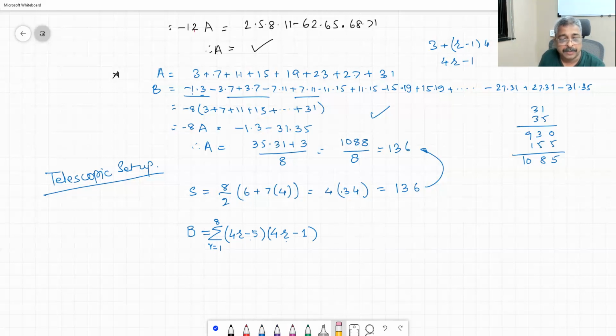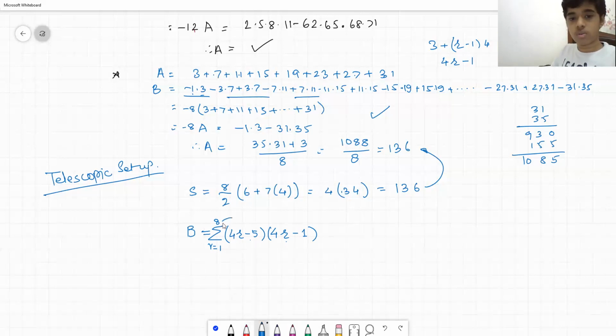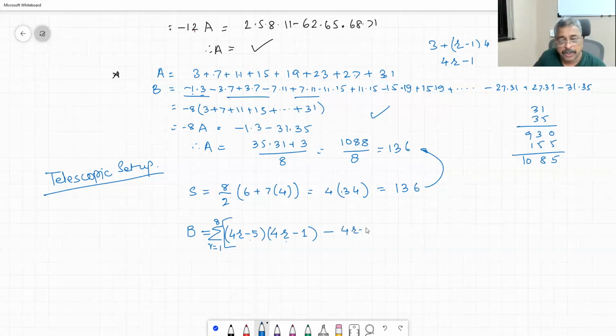Sorry about that. This is not complete. Sir, we also need a minus 1 raised to r minus 1, times 4r minus 1 into 4r plus 3. Okay, this is my telescopic setup.